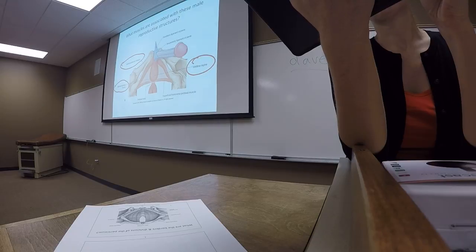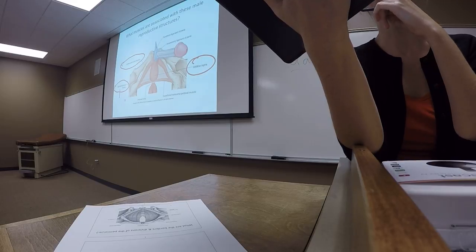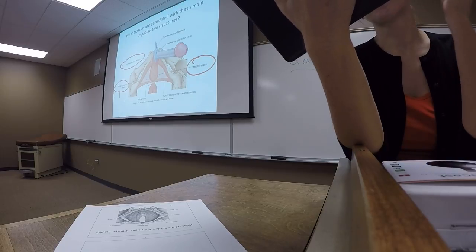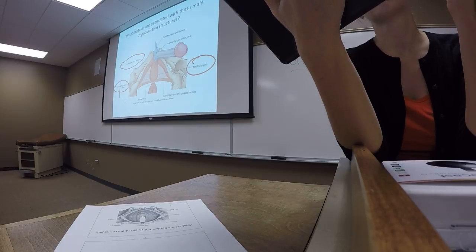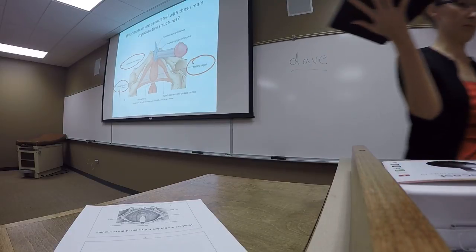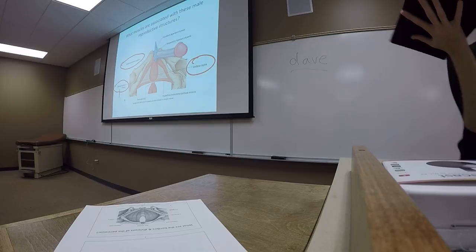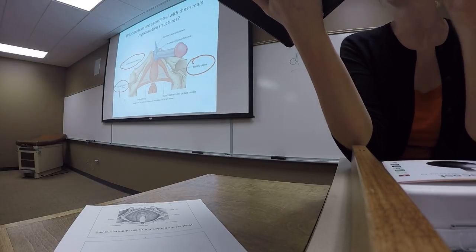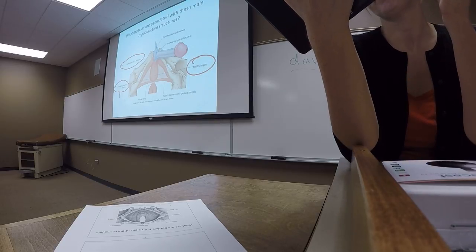The bulbospongiosus muscle has two additional functions. It also helps empty the urethra during micturition. And it also contracts reflexively during ejaculation to produce a pulsated emission of semen. So it's important during semen emission.